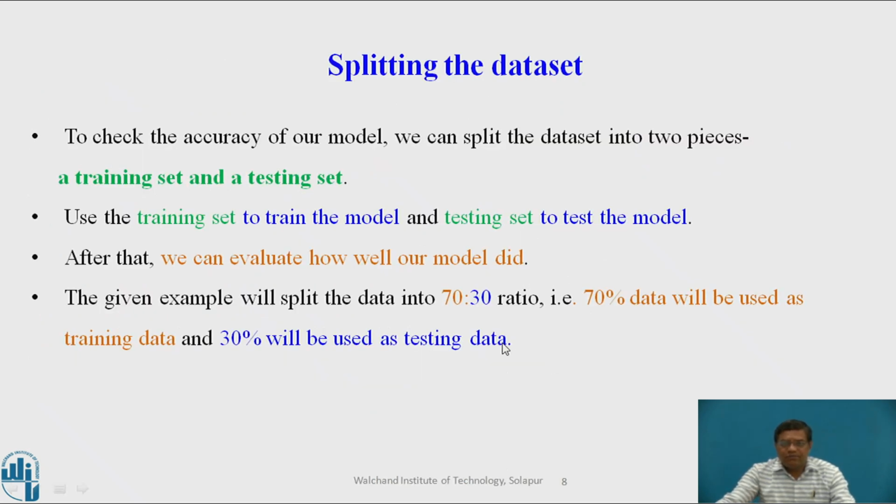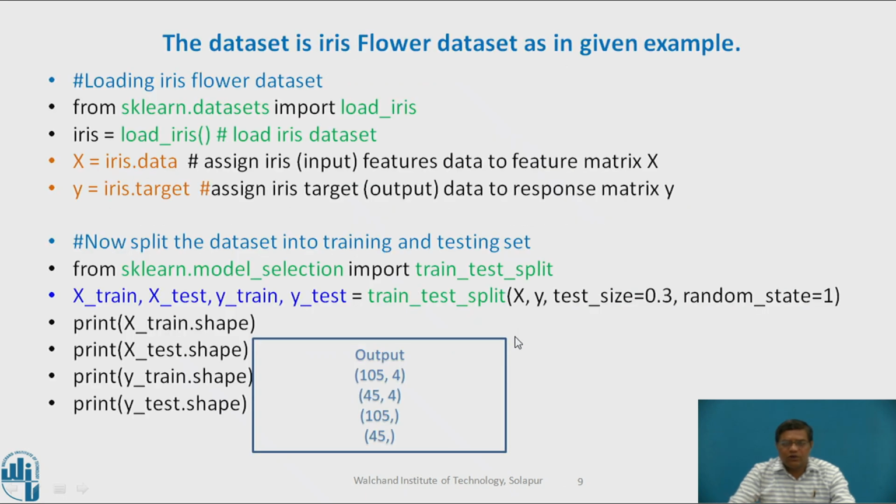To check the accuracy of the model, we split our dataset into training and testing parts. The training part is used for training the model, and the testing set is used to test the performance of the model. We can evaluate how well our model did. The given example will split the dataset into a 70-30 ratio. 70% of the data will be used for training, and 30% will be used for testing the performance of the model.